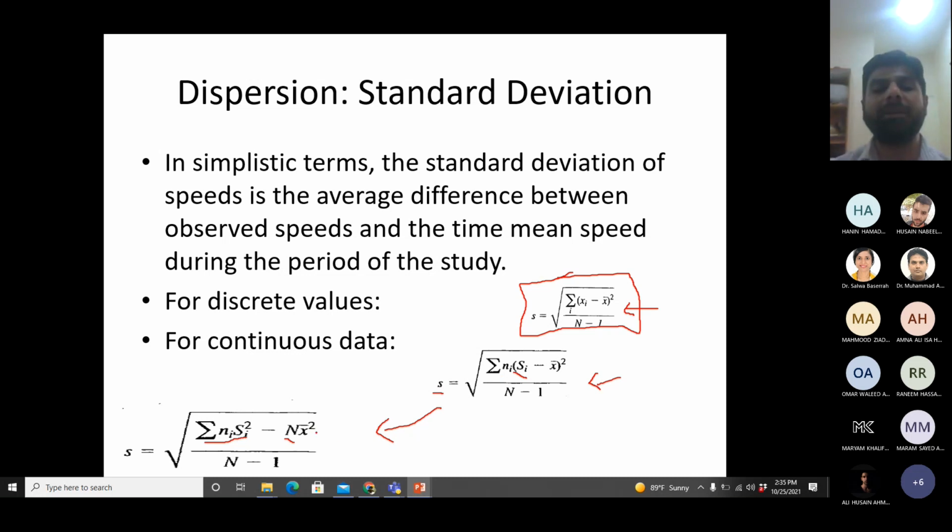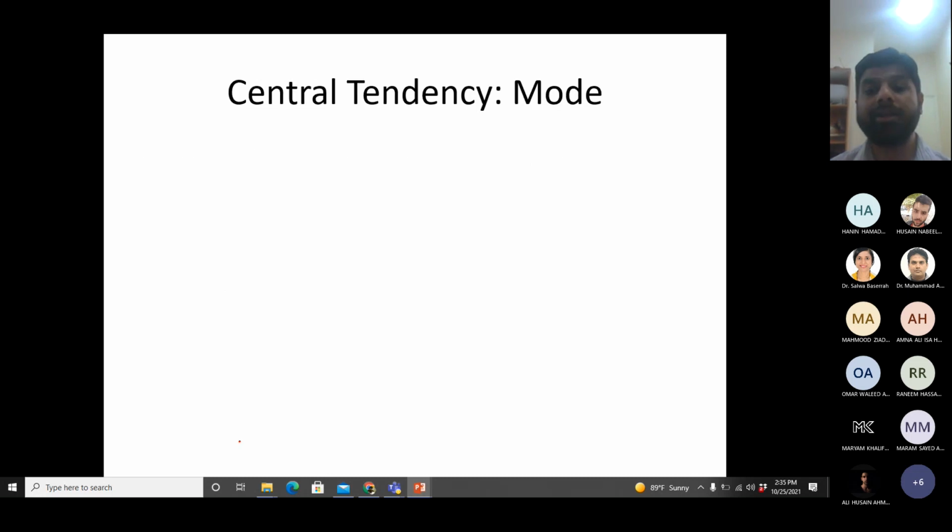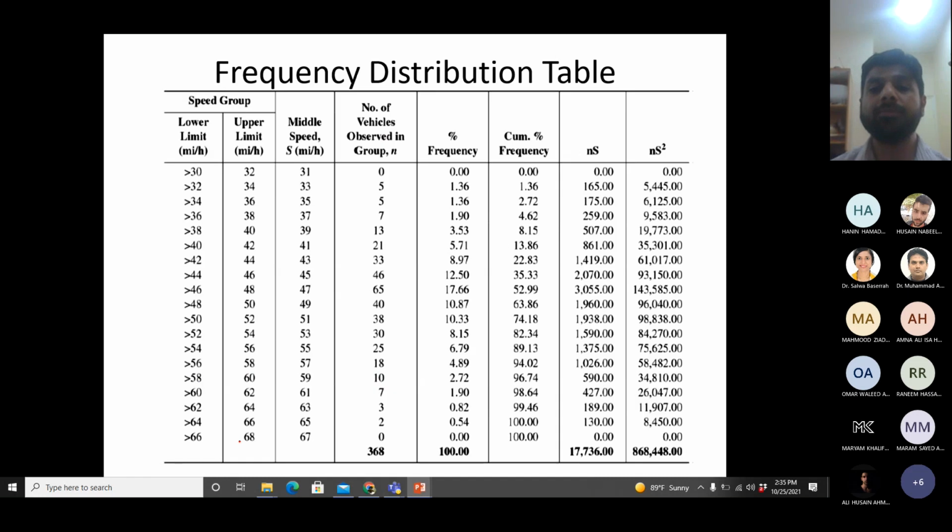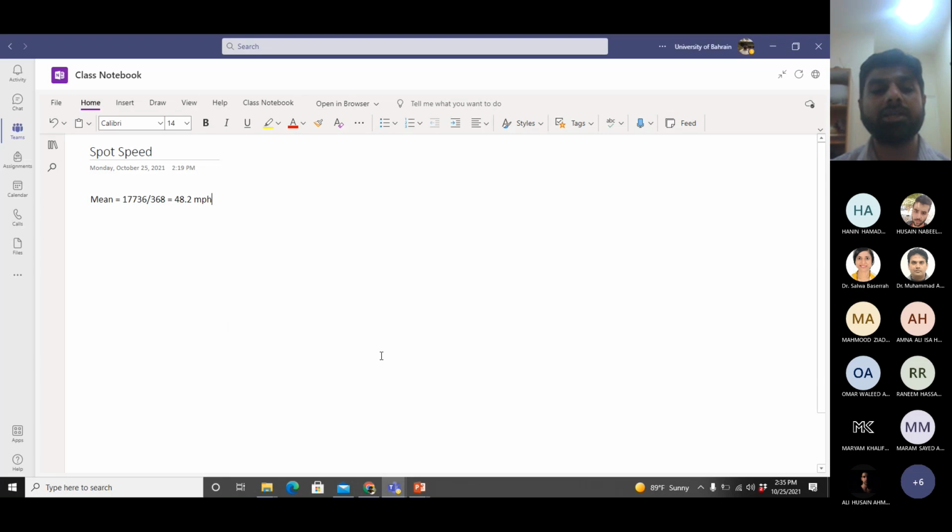So this is a simplified form of the raw equation for standard deviation. Obviously we will use this simplified form, but this is where it is coming from. Now we have already calculated all these values. Summation of n into s square is already calculated, given in the table, the last column. And we know capital N is 368. x bar is the mean speed, which we just calculated at the start of the lecture.